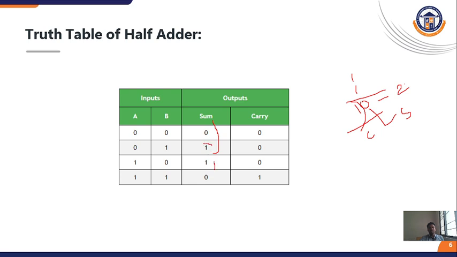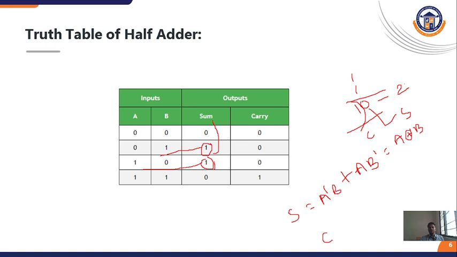Consider this output: the corresponding input is A is 0, B is 1. So we can write sum equal to A bar B plus, for the next output, the corresponding input is A 1, B 0, so we write A B bar. This looks like an XOR gate, so in simplified version we can write A XOR B.